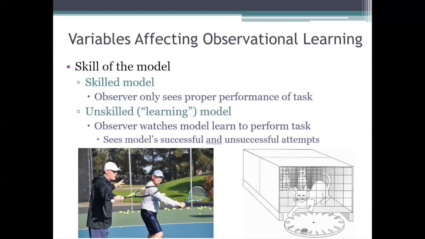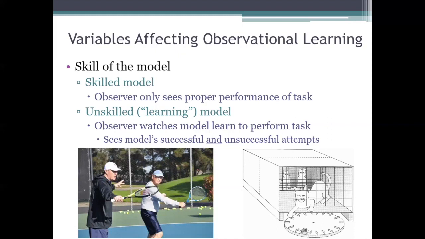Now, of course, one particular characteristic of the model that some researchers have considered is the model's skill level. So sometimes when we learn from a model, we watch as the model puts on a skilled performance, right? For example, if you take a tennis lesson or a piano lesson, you're going to have a skilled model. Your teacher is going to know how to play tennis or the piano. So they're going to be able to demonstrate the proper technique for you right from the beginning of the lesson. However, other times, the model that you're learning from might be unskilled. And guys, unskilled models like that are also known in research on this as learning models.